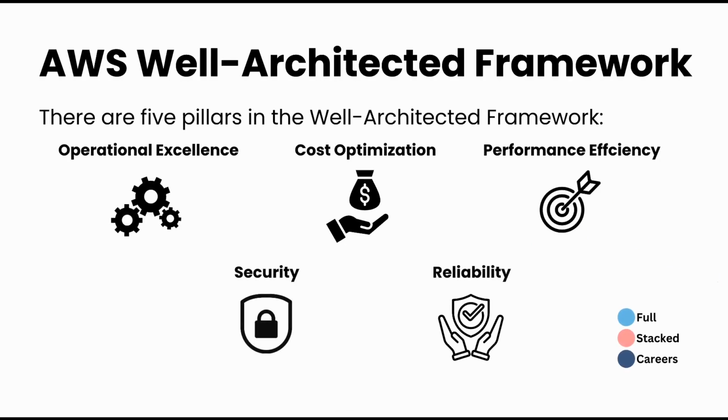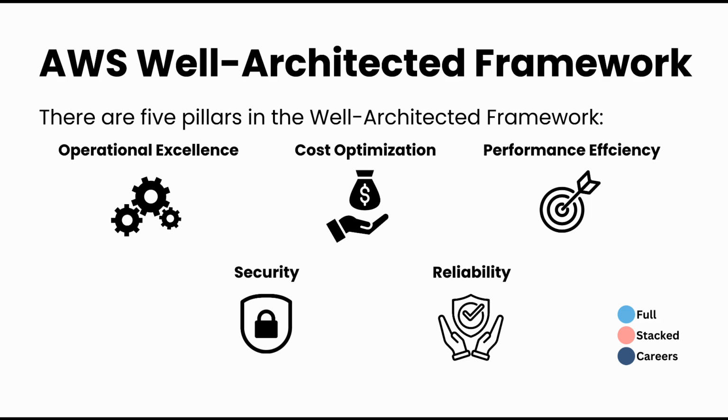So next up, we have the AWS Well-Architected Framework. The AWS Well-Architected Framework is used to design reliable, secure, and efficient applications in the cloud. It consists of 5 key pillars, the first one of which is operational excellence. So this looks at how we can automate and monitor systems to ensure operational excellence within the cloud.